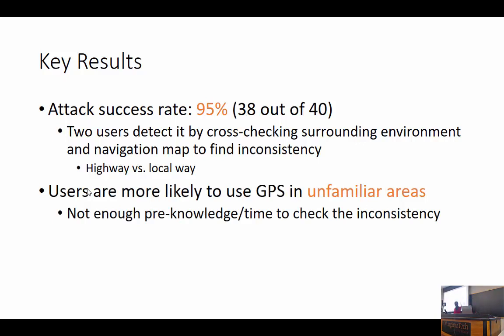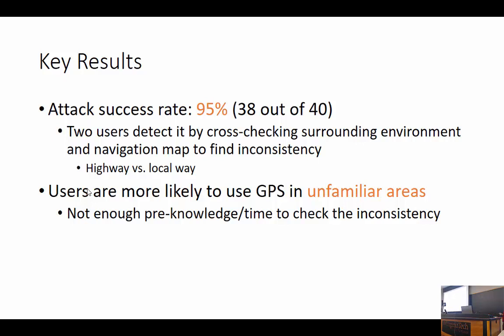Another observation from this experiment and the survey is that users are more likely to use GPS in unfamiliar areas. It seems to be common sense, right? When we are driving in the Blacksburg campus, we probably don't need GPS. Whenever you want to use GPS is when you are not familiar with the local environment. And in that situation, it's most vulnerable for the users because they don't have enough prior knowledge and time to check the inconsistency. They just blindly trust the GPS.